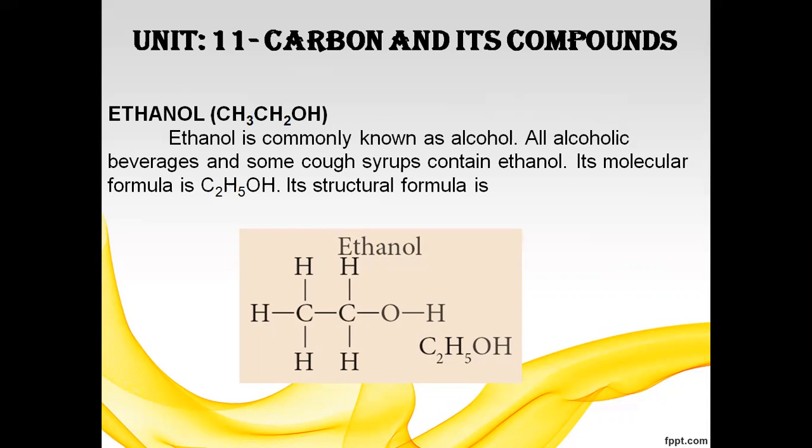Okay. So there are 6 rules for naming the organic compounds. Already we discussed them in the previous class, and some examples as well. Okay, so in this class we will discuss ethanol. Ethanol formula is CH3CH2OH. Okay, so this is the molecular formula for ethanol. What is C2H5OH? So this is the molecular formula for ethanol.